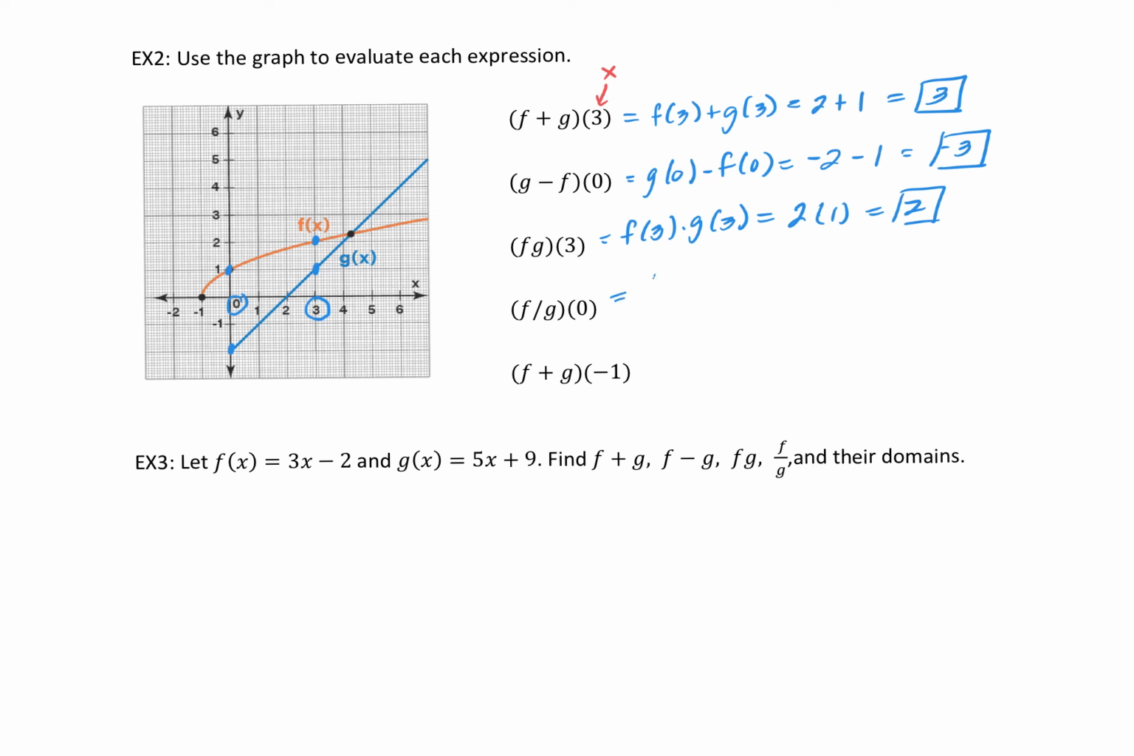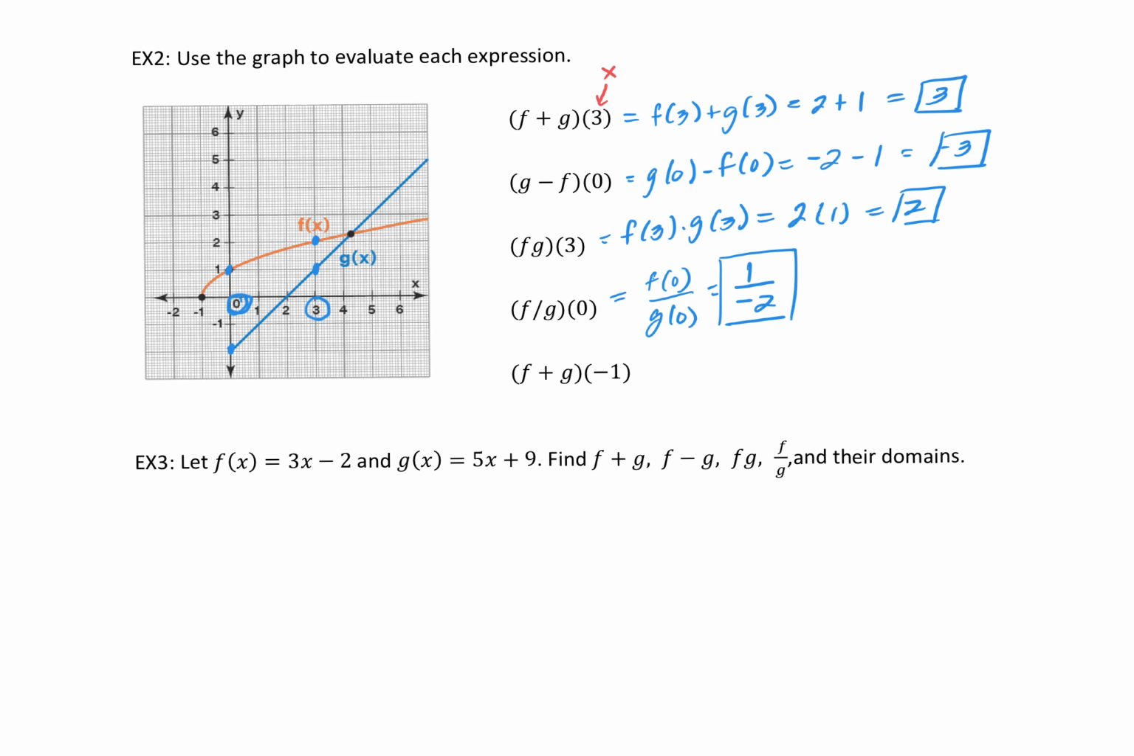And f(0) over g(0), so we go where x is equal to 0. f(0), that's a y value of 1. g(0), that's a y value of negative 2. So it's negative 1/2.